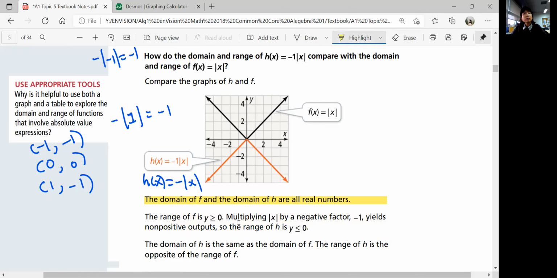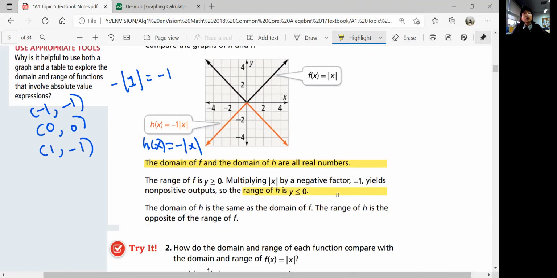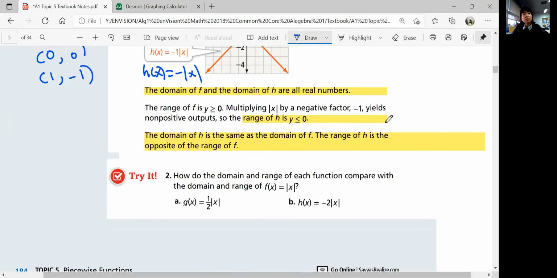Okay. So the domain is the same. The range is the opposite of the range of f. All right, so you need to be able to compare the functions using transformation. So look at try number 2.